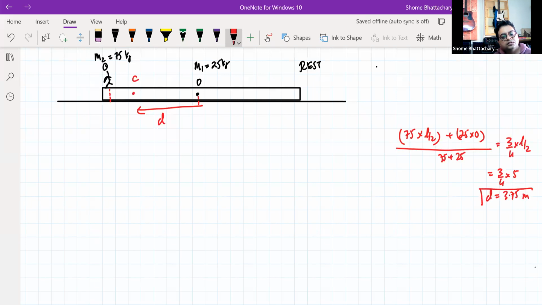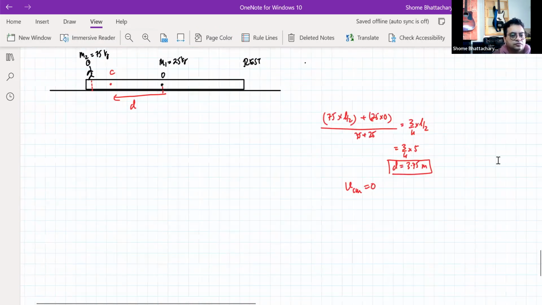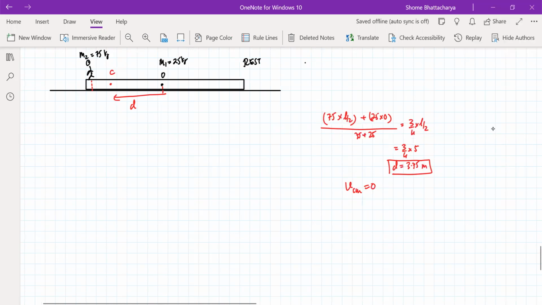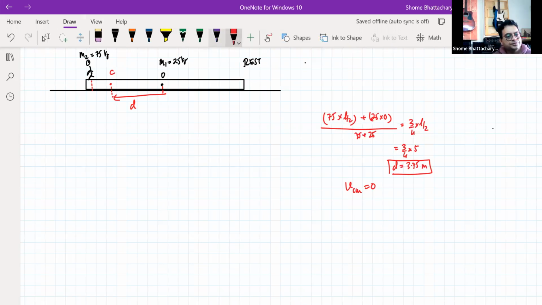This is where the center of mass is located. Velocity of center of mass is 0 right now. Is this clear to all of you, this concept here? Yes. Okay. Now what will happen is when he starts walking, let's say he has a forward velocity of v2.